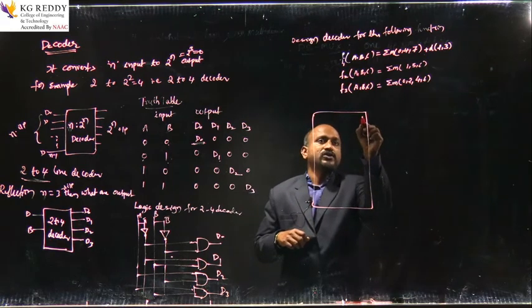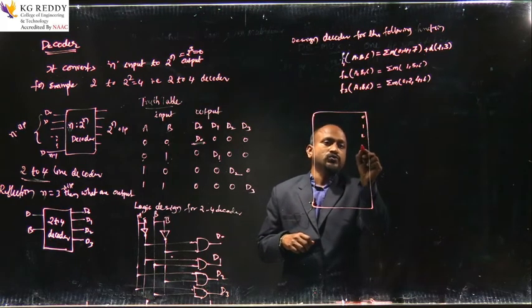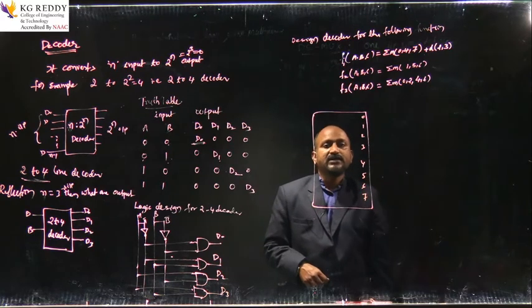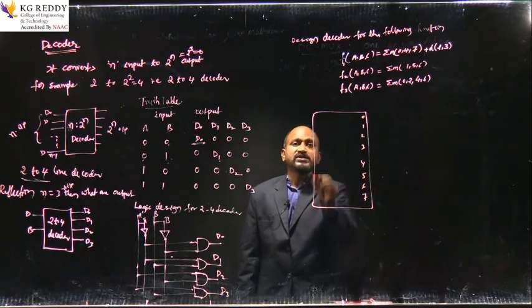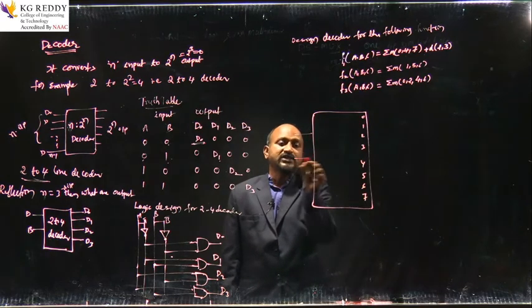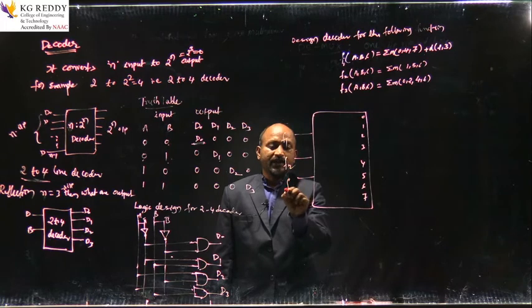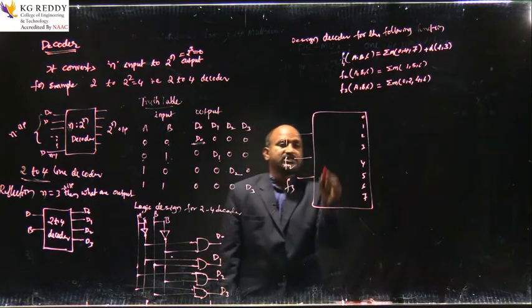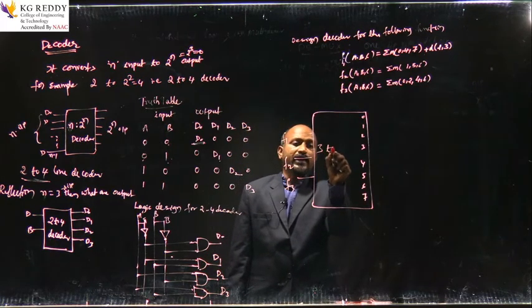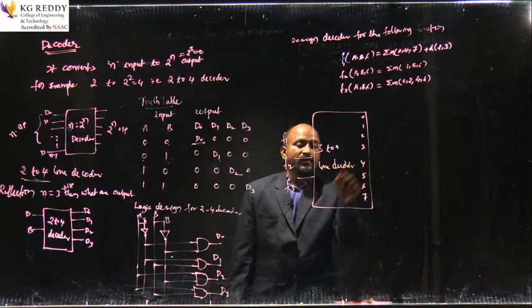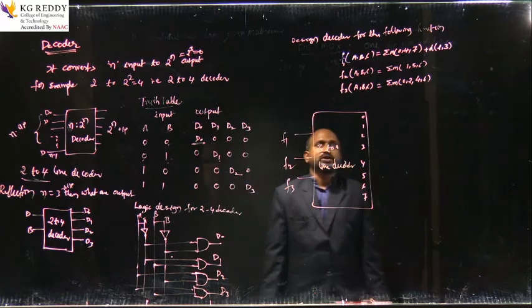Eight outputs, then the inputs are what? The functions are 3 functions. What are those? F1, F2 and F3 are the functions, and this is called the 3 to 8 line decoder. So let us see the functions.